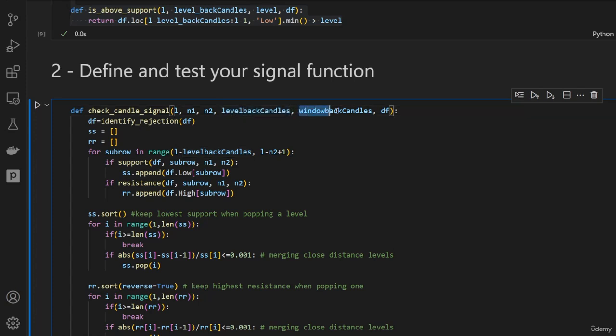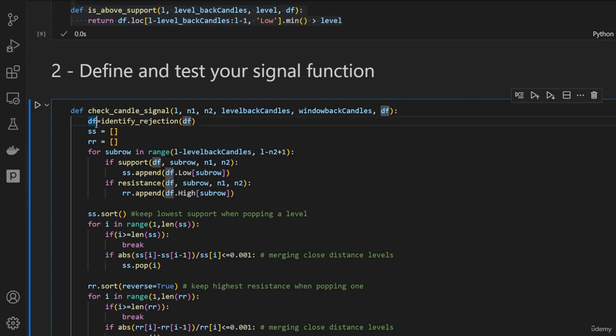And the window back candles is a slice of back candles that we're going to apply to avoid look ahead bias. It usually should be greater than N1 and N2, mainly N2 actually, because this is on the right of the candle. And the DF is the data frame with all of our candles that contains all the data and the historical data that we're going to be testing.